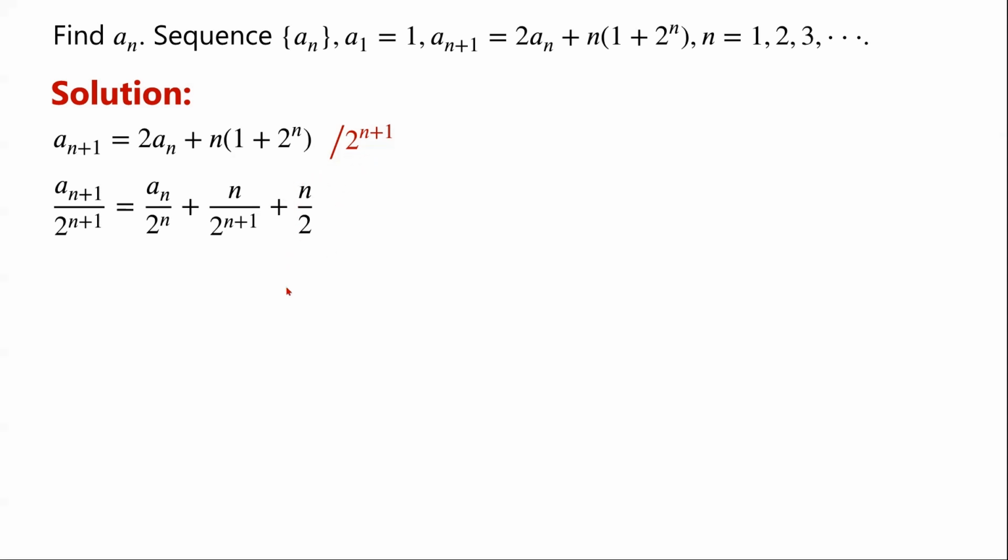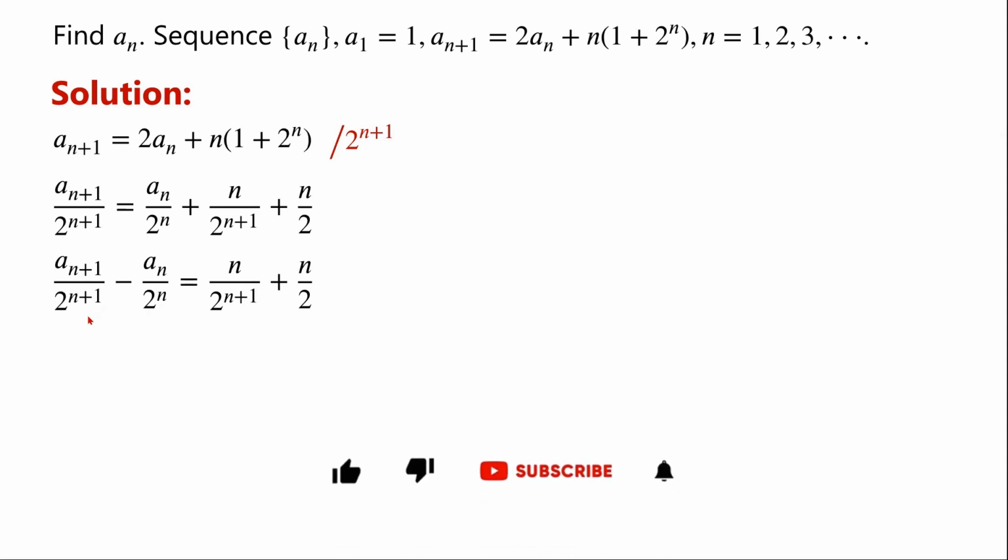over 2. We move an over 2 to the power of n to the left-hand side. We can now write a(n+1) over 2 to the power of n plus 1 minus an over 2 to the power of n equals n over 2 to the power of n plus 1 plus n over 2. This holds true for all n in the set of positive integers.